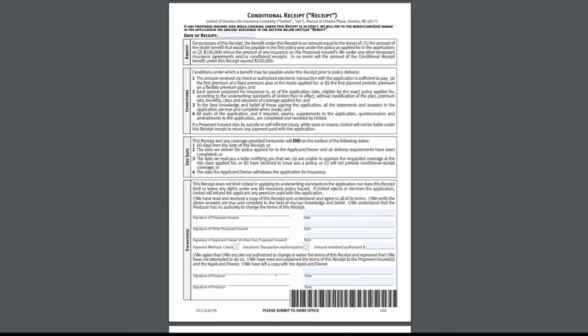Conditional receipt. This is the same as the Living Promise. Put in the date up here when you're doing it. You're going to have your clients sign right here. Make sure they date it. Typically, we're not collecting payments. We're going to check this box. It's the electronic transaction authorization. Put in the amount. It was $64 and some change. And then producer signature. Guys, this is where you sign it.